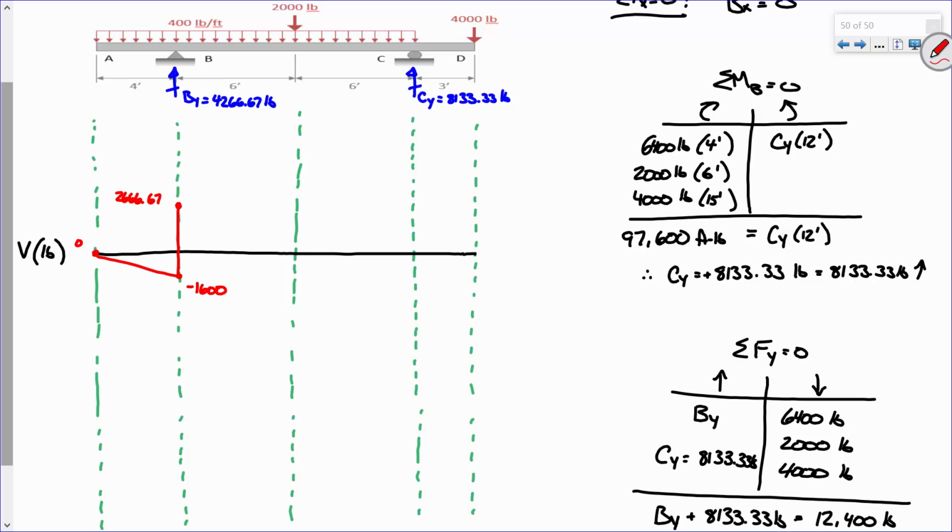Does that make sense? Okay, now, what's going on from here to here? All right, I've still got that distributed load. Now let's look at magnitudes. I've got 400 pounds per foot over a distance of 6 feet. So how much load is that? 2,400. So if I'm at 2666.67 and I go down 2,400, what's that put me at?